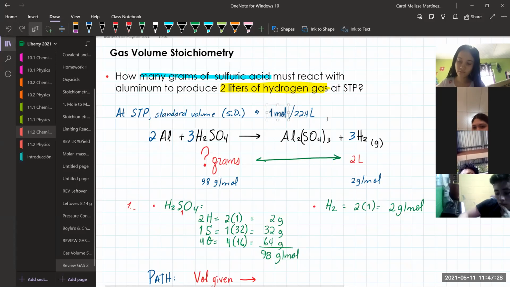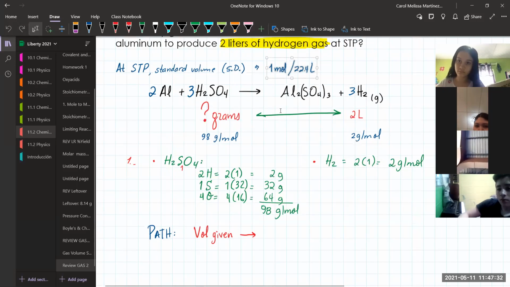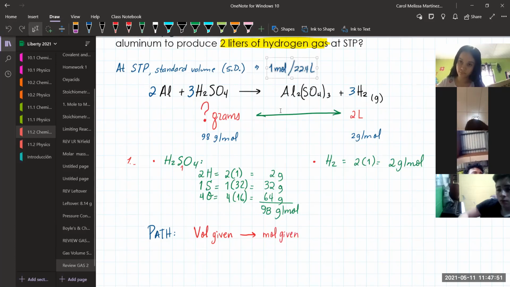Okay, these moles, as you can see, are related over there. So volume is related with number of moles. So anytime you have volume or you want volume, you need to use the standard volume. So my volume given is going to help me to get my number of moles given. To do that, I have to use the standard volume of a gas of my given, okay?